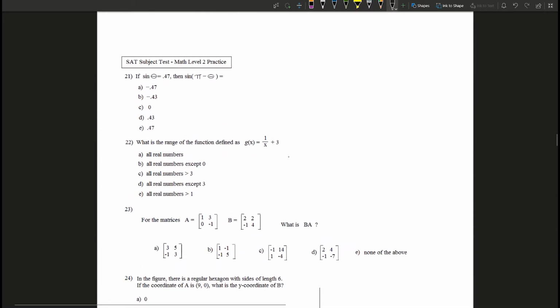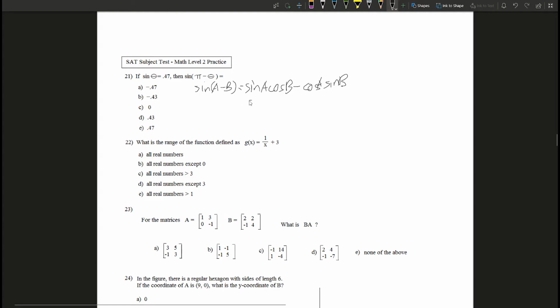Alright, so if sine of theta is equal to 0.47, then sine of pi minus theta is equal to. Okay, so we're going to have to use a trig identity for this problem, because this is sine of A minus B. And sine of A minus B is equal to sine A cosine B minus cosine A sine B. And now we just want to plug in our values.